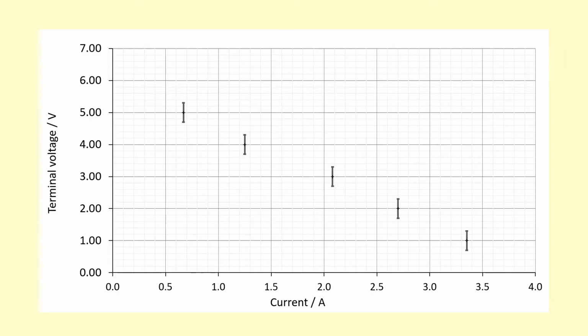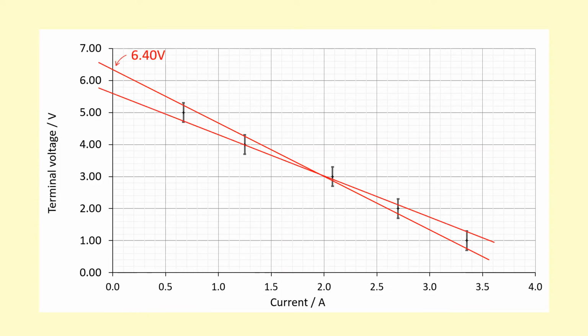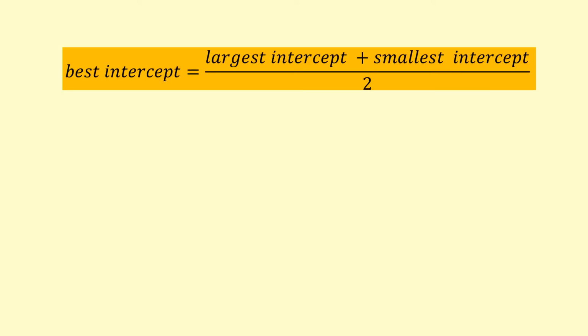And you can use this approach for intercepts as well. So in this case, I'm interested in the y-intercept. So I'll draw the steepest line, and the intercept there is 6.4. I'll draw the shallowest line, just making sure that I'm staying within the error bars there, and that gives me 5.60. Then I can find the best intercept by just doing the average of those two intercepts. So add them together, divided by 2. So that gives me 6.00 volts.